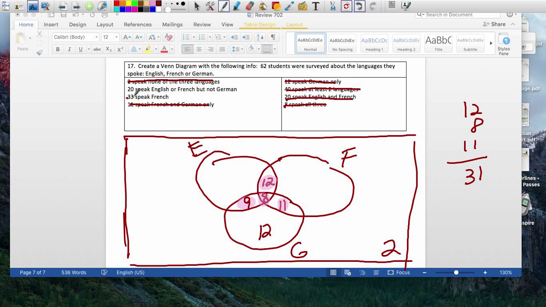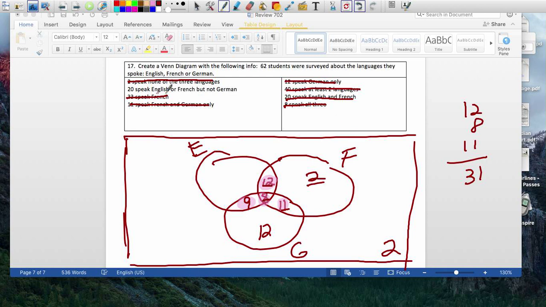33 people speak French. So in the French circle, which is these 3 regions, 1, 2, and 3, have to add up to 33. So what do I have here? Again, I have 12, 8, and 11. 12 and 11, 31. And I have to add up to 33, so the difference is 2.